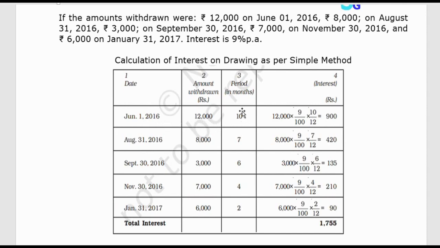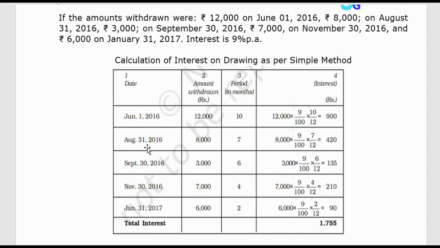Now, how did we get this 10 months? When we withdrew this amount on June 1, here we are following the accounting year. Accounting year means the year will end at 31st March. So from June 1st, there will be 10 months. Let us count: June, July, August, September, October, November, December, January, February, March. There are 10 months. So we have to write here 10 months.